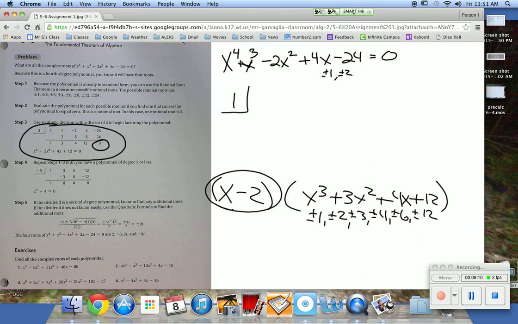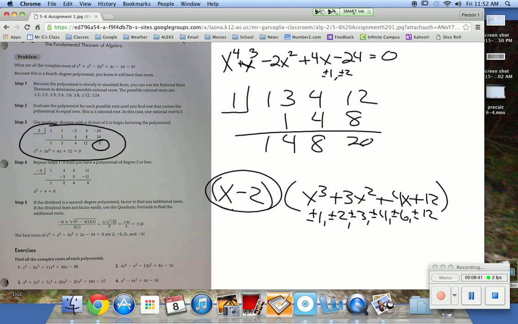I've got 1, 3, 4, and 12. I'm not touching anything here. Let's see if we can factor that in. We got a 1, so 1 times 1 is 1. Add them, we got 4. 4 times 1 is 4. Add them together, we got 8. 1, 8, 8. Nope, this comes out 20. 1 is not one of them.